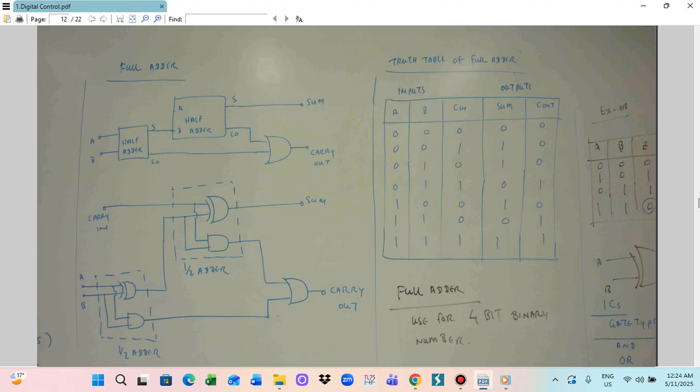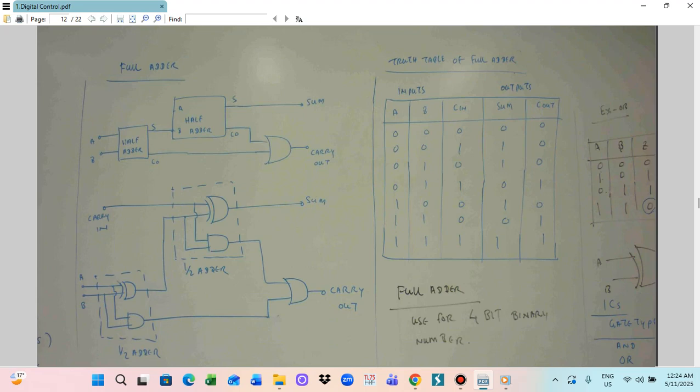So A0, B0, you add, so the sum is 0, carry is 0. A1, B1, and the sum is 0 and the carry is 1. So this is the half adder circuit. The half adder circuit is only suitable for two binary bits, but it does not allow for the carry from the previous addition.